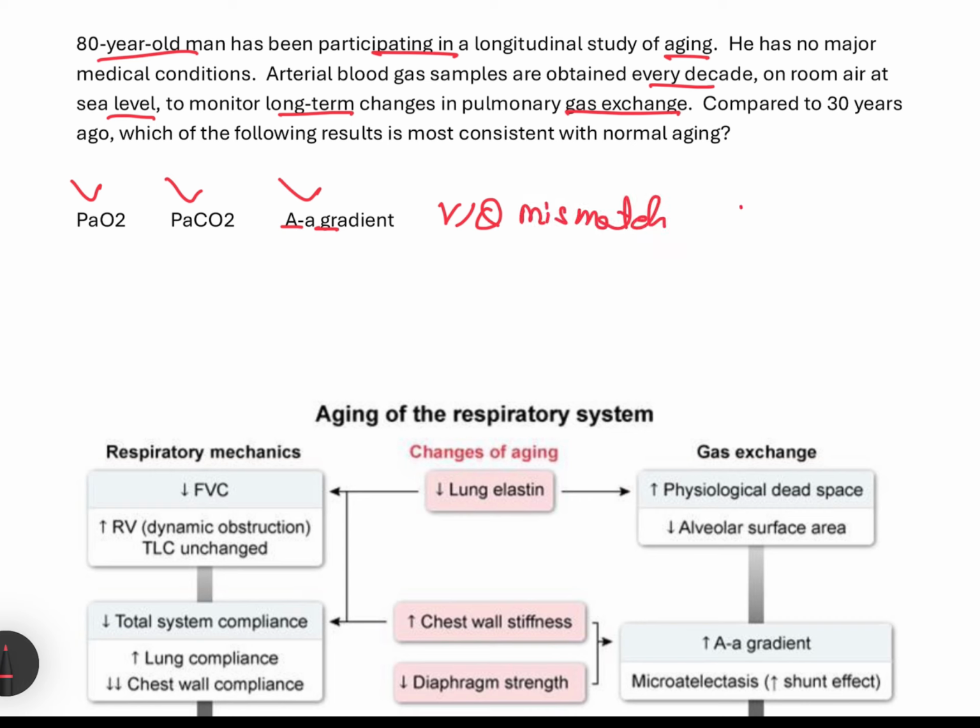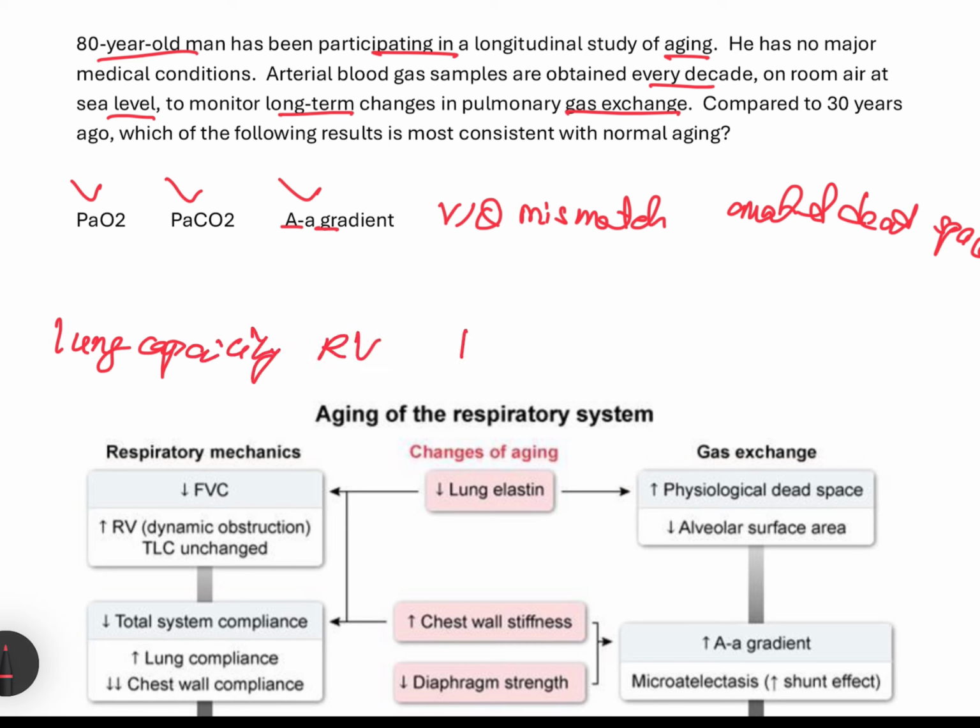There is anatomical and physiological dead space. There is lung capacity, residual volume, FEV1. The A-a gradient was already known. The A-a gradient is going to increase.